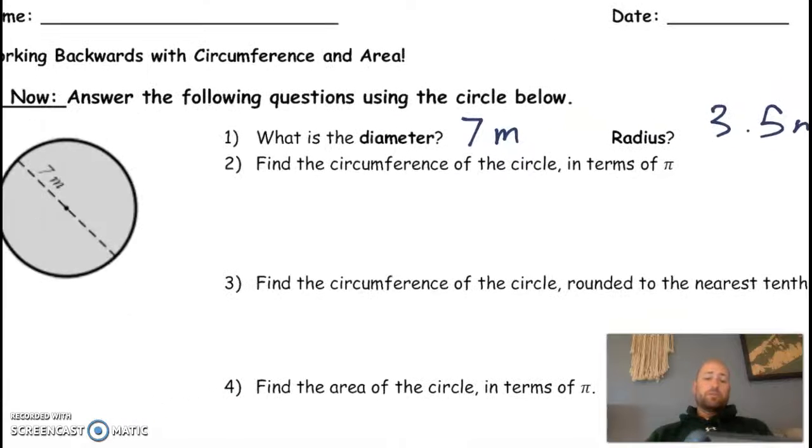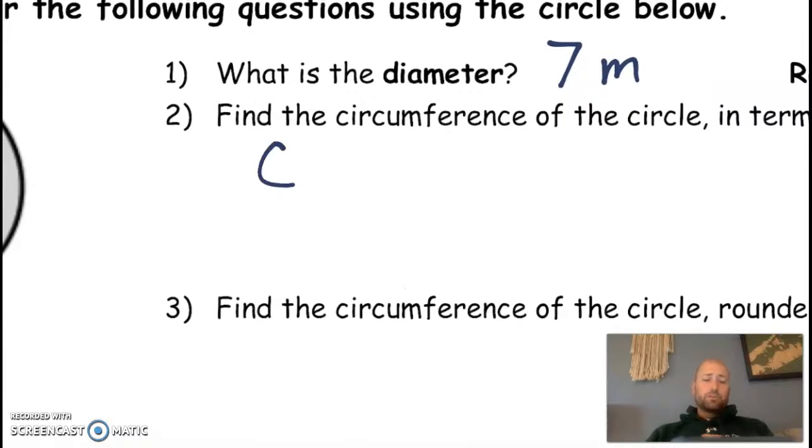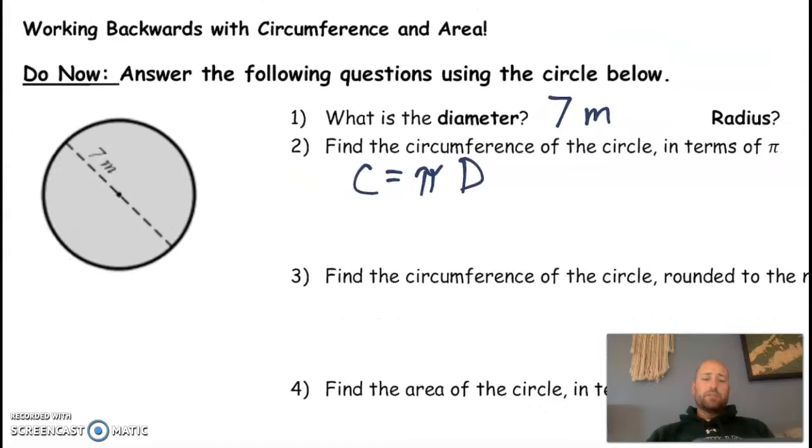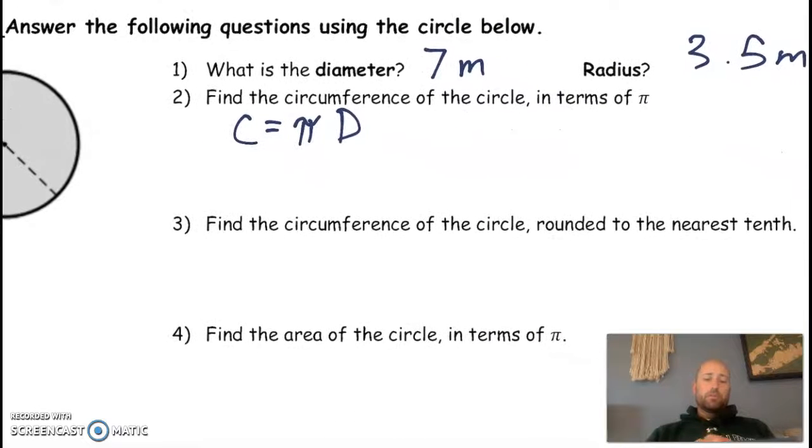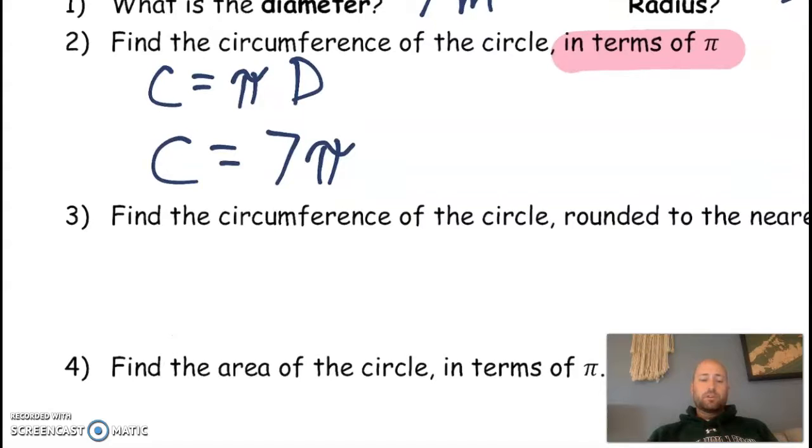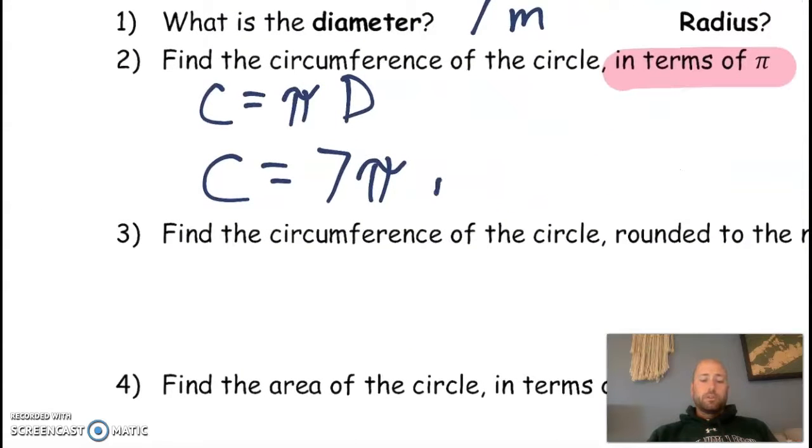Find the circumference of the circle. Circumference formula is C is equal to pi times the diameter. So the diameter is 7, so that is 7 pi. This says find in terms of pi. So in terms of pi, I am done. So I just got to add my units, meters.